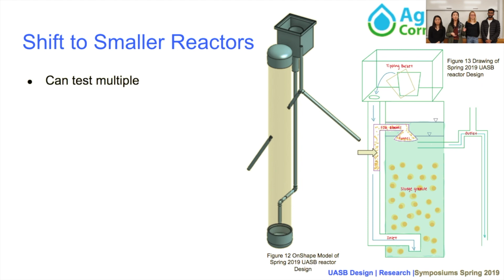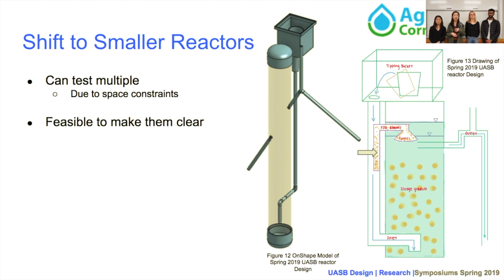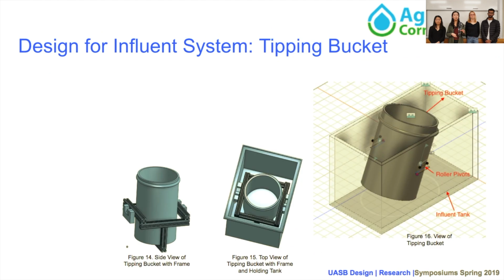So the reason why we shifted to smaller reactors is so that we could test multiple, because we don't have that much space. And then we also have a clear pipe that's our main reactor, so we can see anything that's going on, any issues we have to address. So our design for the influent system is a tipping bucket.